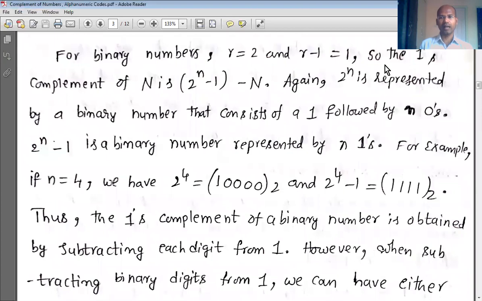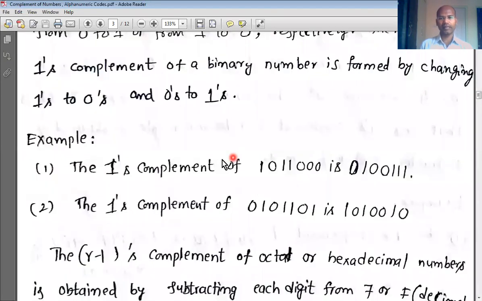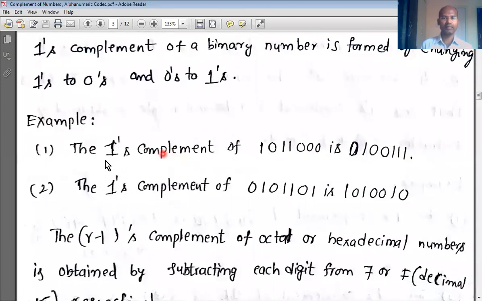Now let's see how these complements are done in the binary system. In the binary system, how many complements are there? There is 2's complement and 1's complement. Now we are looking at the diminished complement. Diminished complement means not 2's complement but 1's complement. Now look at the example.